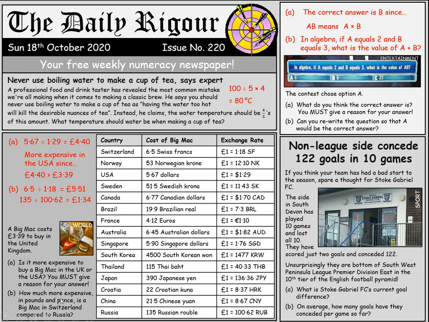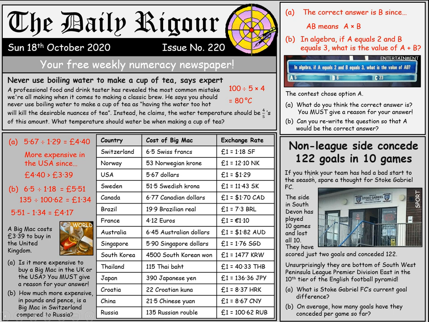So we're asked how much more expensive, so make sure we answer the question. So we just have to take those two amounts away from each other to get £4.17. So if you're ever visiting Russia on holiday, make sure you visit McDonald's and benefit from those cheap prices.